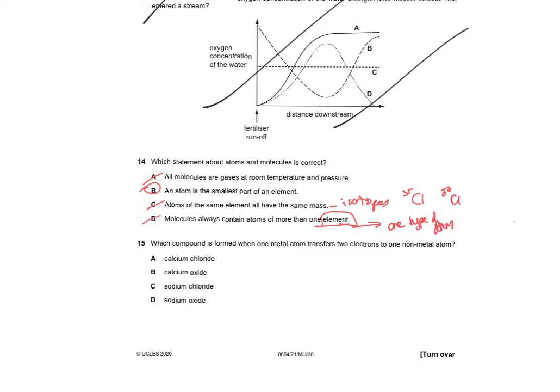Which compound is formed when one metal ion transfers 2 electrons to a non-metal ion? Okay, so that means if it's transferring 2 electrons, it's going to be in group 2. So calcium, and calcium's in group 2, but sodium's not. And it's got one non-metal ion. So calcium chloride, because chlorine's in group 7, it forms a 1- ion. But because oxygen's in group 6, it forms that. So it transfers both electrons to that oxygen atom.